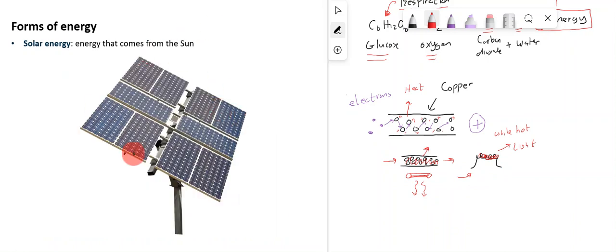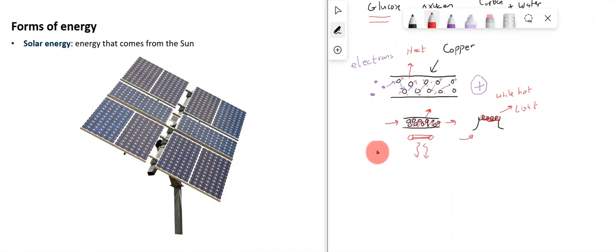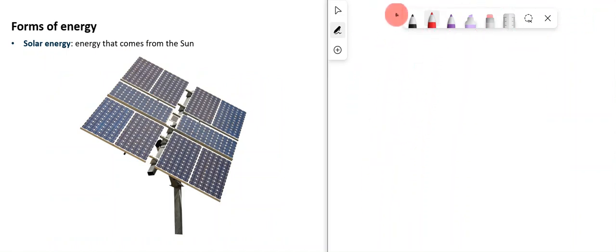The next form then is solar energy, and this is really, really important, solar energy. So if we take, for example, the sun, so imagine we have the sun, so this is our sun. And the sun is roughly about 98 million miles away. So let's say this is the Earth here. So this is the Earth.